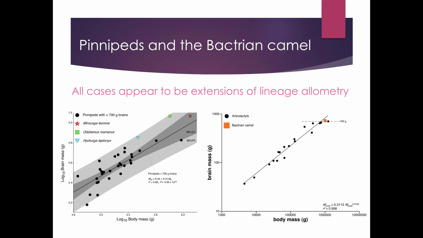But both of these examples appear to be extensions of lineage-specific allometry, the relationship between body mass and brain mass. It would be hard to argue statistically that these are significantly different from the other members of their lineage and need to be separated out from them. So that's all I want to say about those. In 4 of the species that have over 700 gram brains, it looks to be just an extension of allometry. So when I say 700 grams, there's a bit of play around that as well.